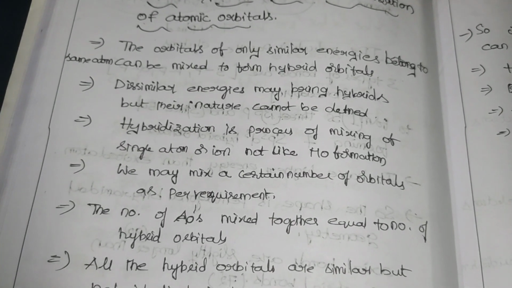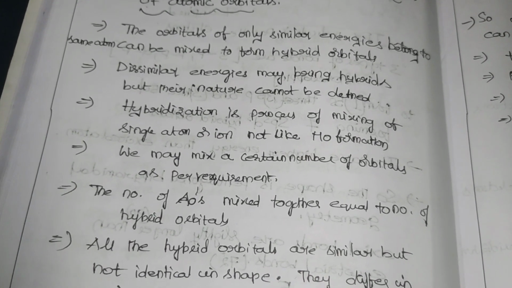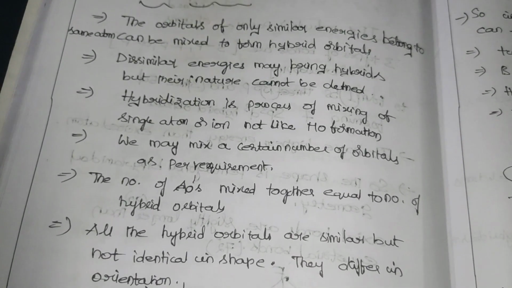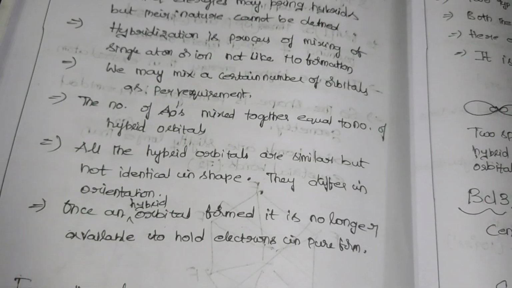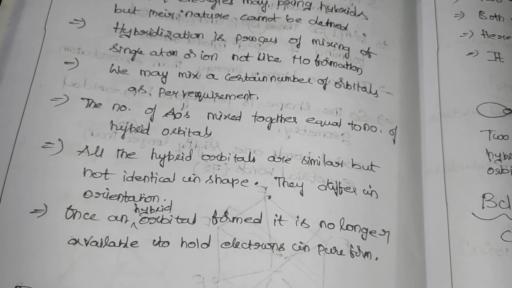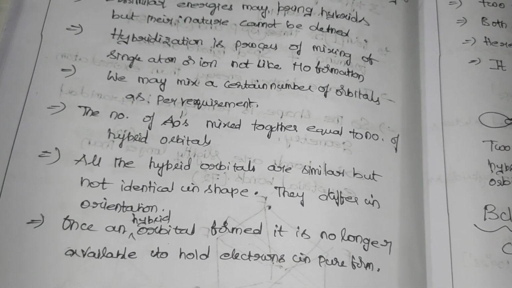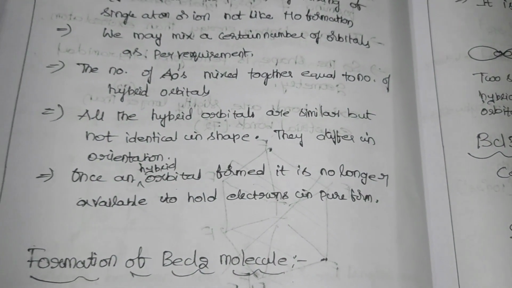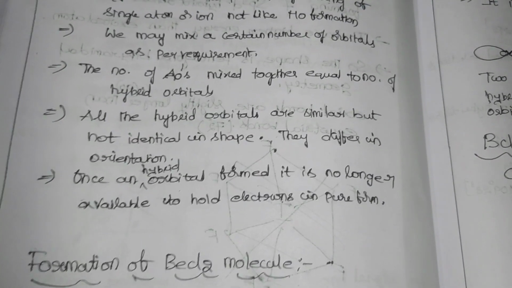So we can mix a certain number of atomic orbitals as per our requirement, and the number of atomic orbitals mixed together is equal to the number of hybrid orbitals formed. However many atomic orbitals we mix, that many hybrid orbitals will be formed, and all the hybrid orbitals will not be identical in shape. They will differ in their orientation, but they are similar. And once a hybrid orbital is formed, it is no longer available to hold electrons in its pure form.